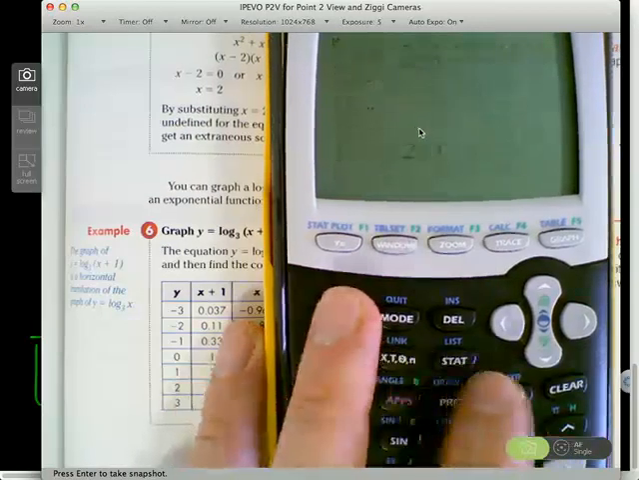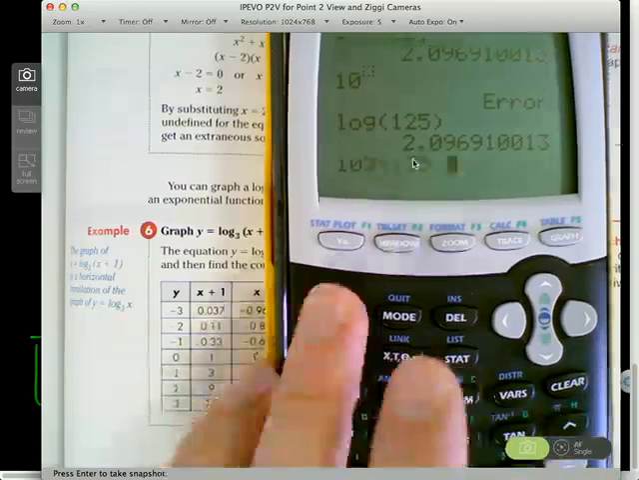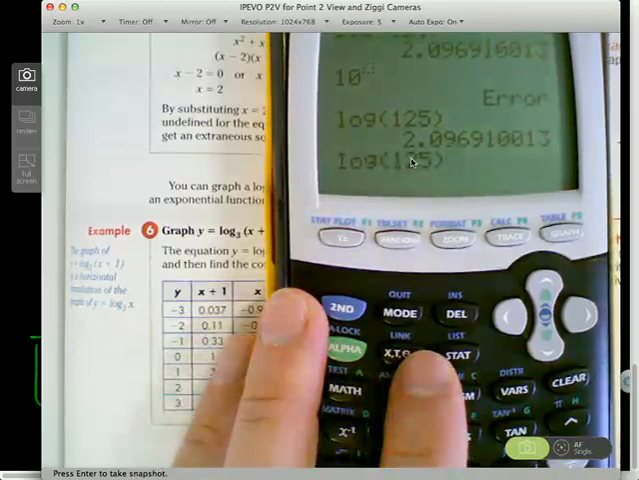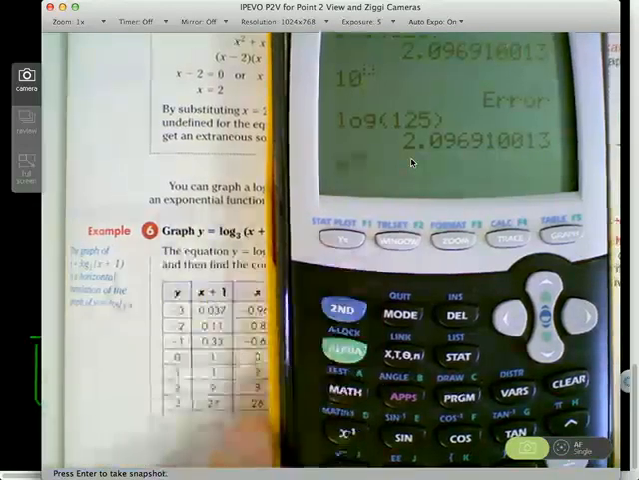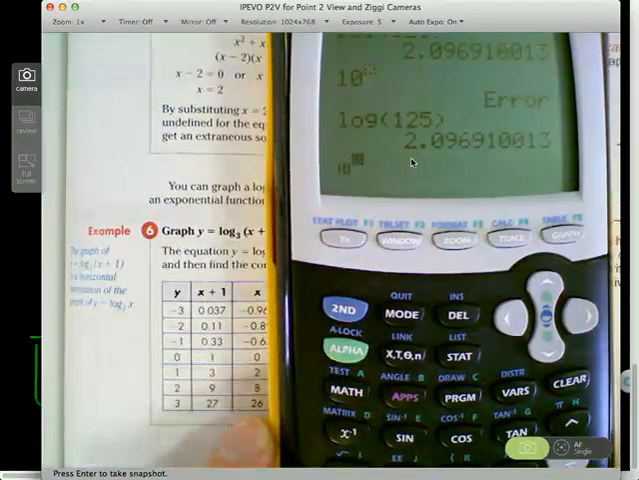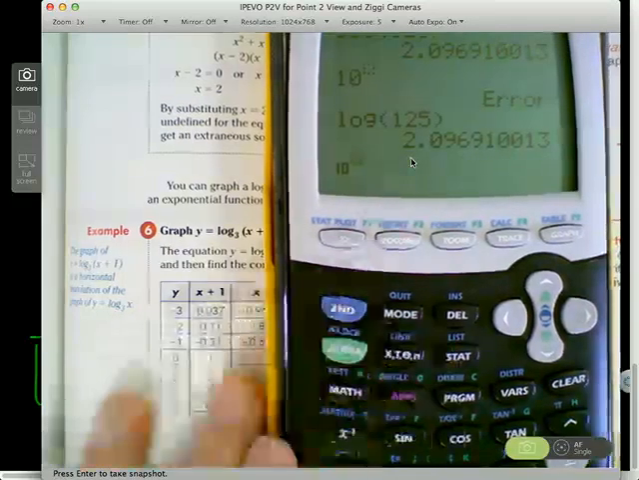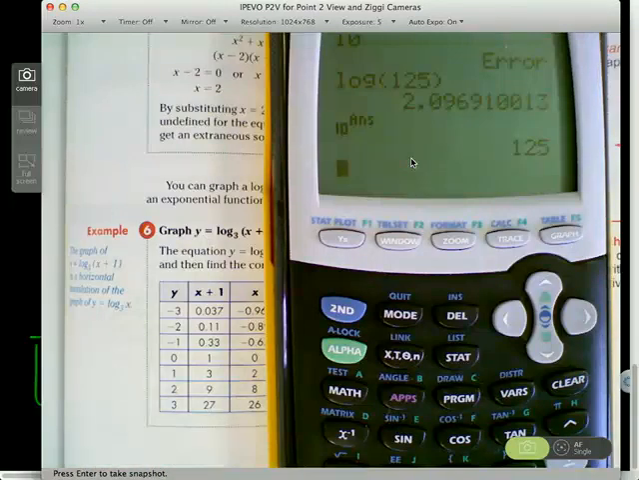All right, so there's log base 125. So 10 to the second answer. Oh, what did I do? I hit second entry. How embarrassing. I could just hit second shift log to get the 10 to the right away, though if that really saved us time, I don't know. So 10 to the second answer, and watch this. 10 to that power, that crazy decimal, happens to be exactly 125.